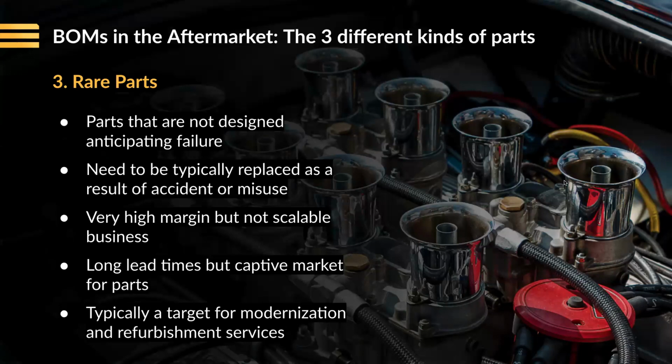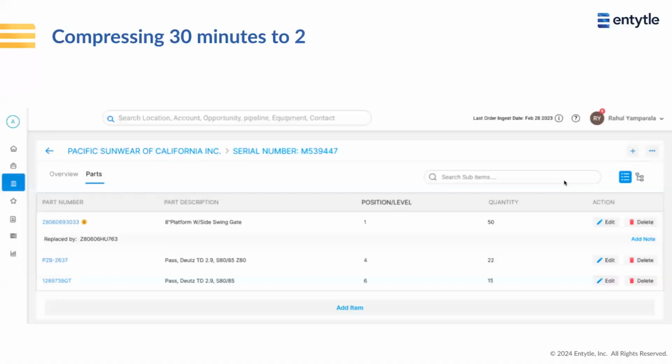And with that advice, I'd kind of move over to how you can actually compress that 30-minute call that I spoke about in the beginning into just 2 minutes. Just having the parts list is the first step. You can't do anything without it. But then once you have it, the best way to go about it is to actually tie it to the customer and the customer's specific equipment with the serial number.